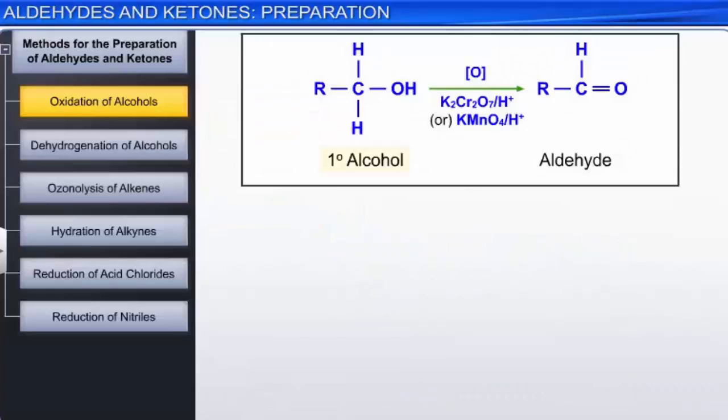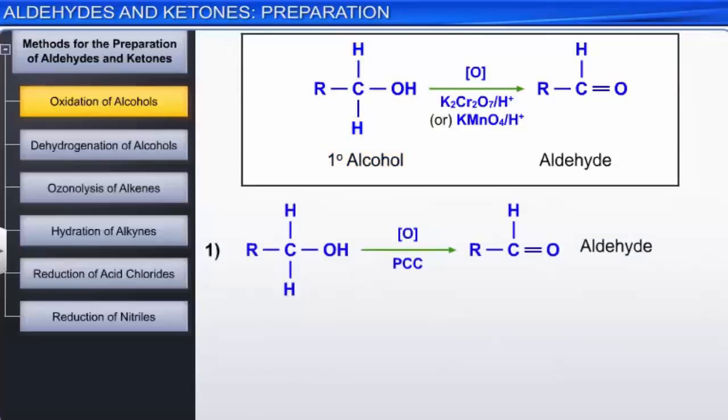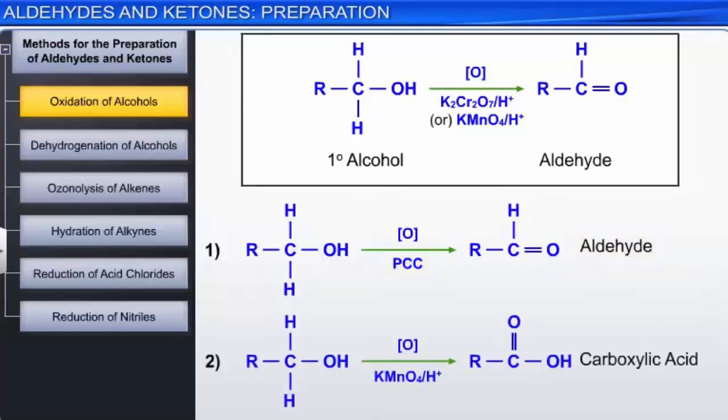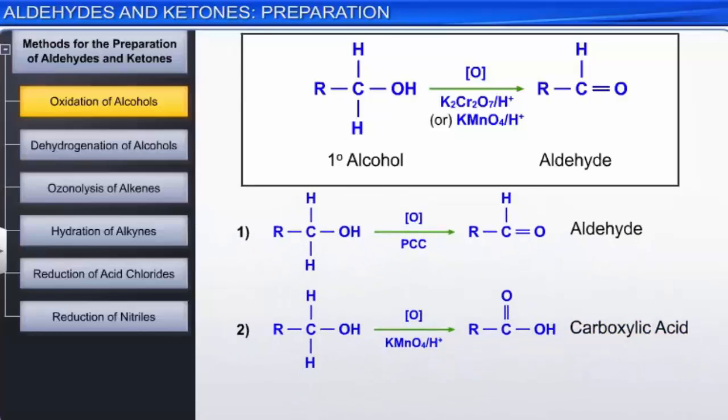Now, since primary alcohols contain two alpha hydrogens, they can either lose one of them to form an aldehyde selectively in the presence of pyridinium chlorochromate, PCC, or can lose both of them to form a carboxylic acid in the presence of acidified potassium permanganate. The conversion of a primary alcohol into an aldehyde is difficult because aldehydes are susceptible to further oxidation.